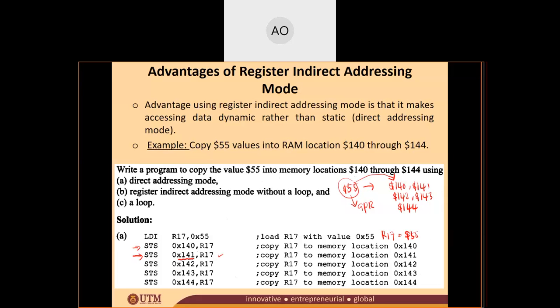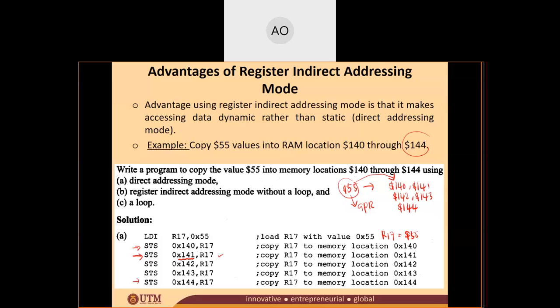STS, now change to 0x142 R17. So the value from R17 is stored to address 142, and then STS 0x143 R17. So now you save the data from R17 to a memory location of 143. And last but not least, because you're going to send out from address 140 to 144, you copy back the same instruction, STS 0x144 R17. So this is how you send this value 55 into the memory locations from 140 to address 144 by using direct addressing mode.